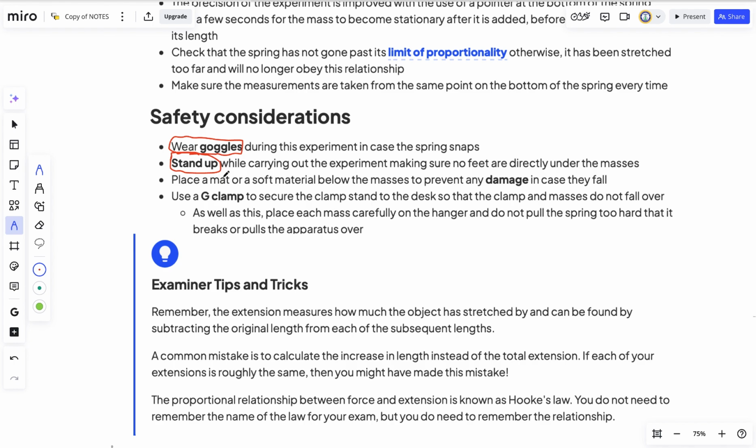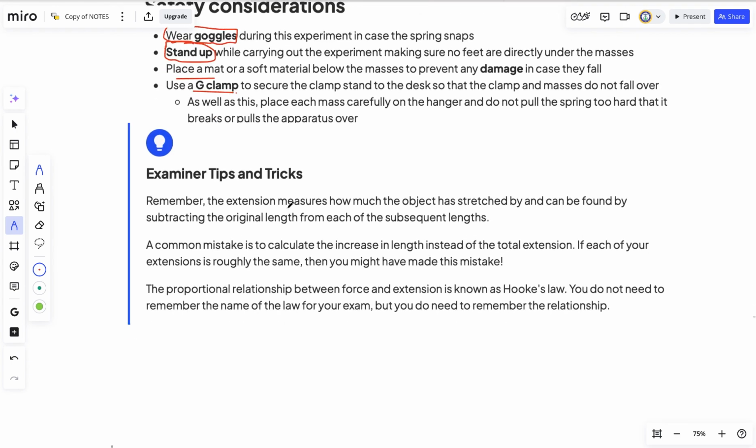You place a mat or a soft material below the masses in order not to damage anything. If you are doing this experiment, you place a thick mat below the experiment in case the masses fall down so that nothing breaks. You can say that as a safety measure. You can use a G-clamp. That's what they call a G-clamp. It ensures the holding of the equipment very well. Okay? So these are safety measures you can take.